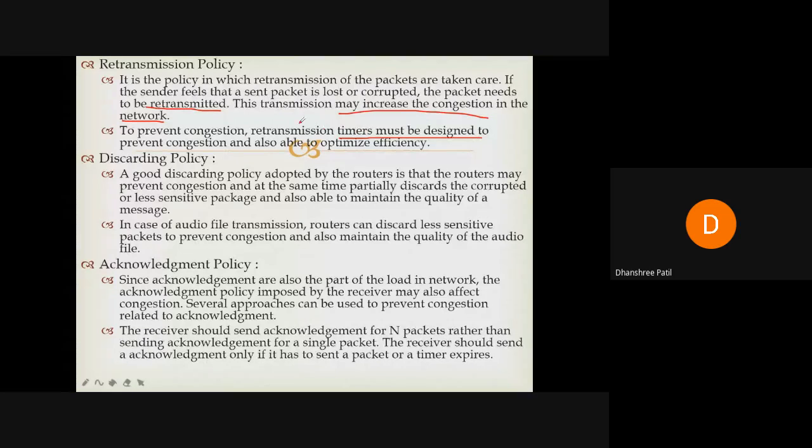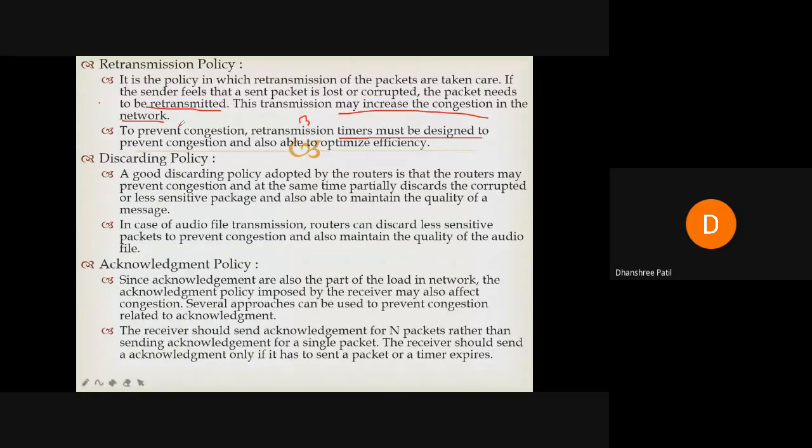Let's say for example 3 seconds. The sender has to wait for 3 seconds compulsorily. After 3 seconds the sender is allowed to send the packet. What will happen if this timer is not used? For example, if a packet is sent every second, obviously it will increase the traffic. So to avoid this, timers are designed to prevent congestion. The sender will send the packet only after these 3 seconds.